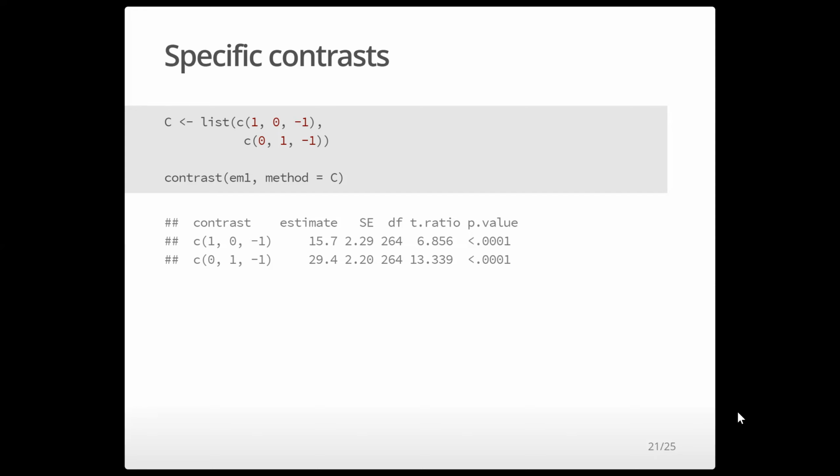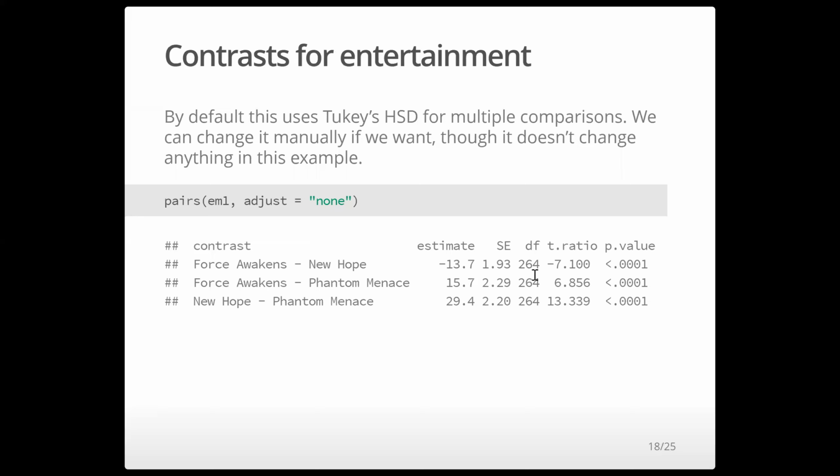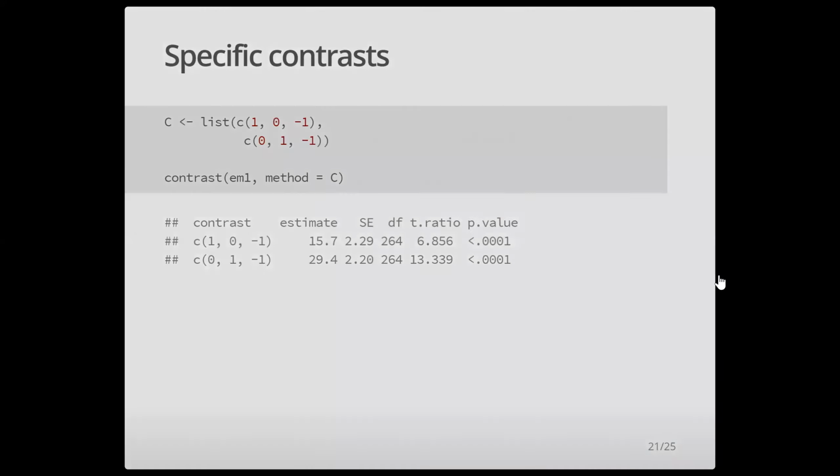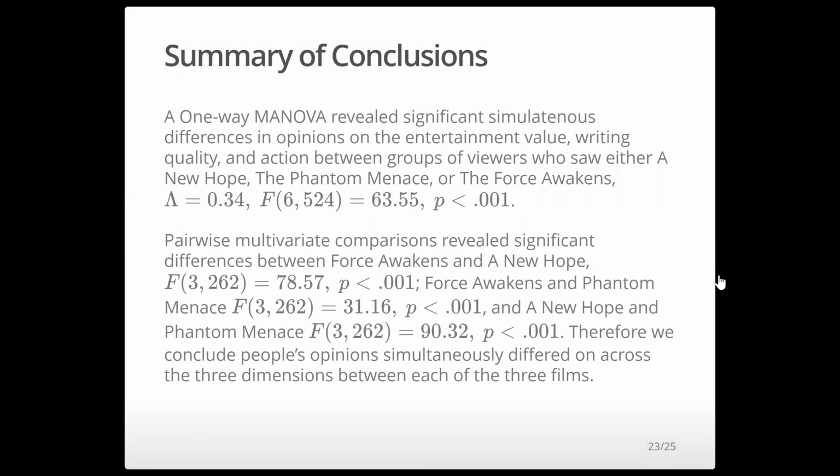And if we go back, you'll see that this is equal to those. So remember, this is Force Awakens, Phantom Menace, and this is New Hope, Phantom Menace. Everything's the same. It's the same contrasts. And of course, this doesn't adjust by default. If we want to, we can add the adjust argument and call an adjustment such as Bonferroni or Tukey, and that'll give us the adjustment. Again, it doesn't actually change anything here. The p-value is so small, it's not adjusting.